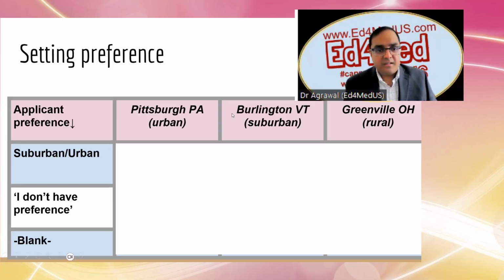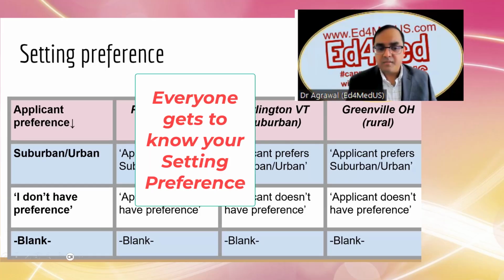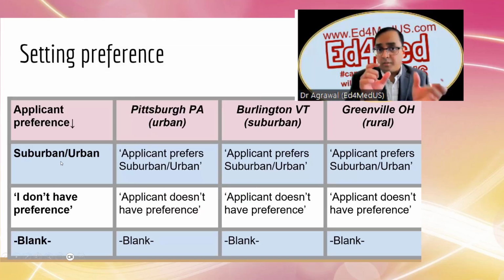I've given three examples here: Pittsburgh, urban; Burlington, Vermont, suburban; and Greenville, Ohio, rural. If the applicant chooses suburban and urban, all the programs will get to know that this is your preference. There is a preference for suburban/urban, so you can certainly choose that. You don't have to be specific, just suburban and urban. Or you can say I don't have any preference, so all the programs will know that you don't have a preference, or you can leave it blank.